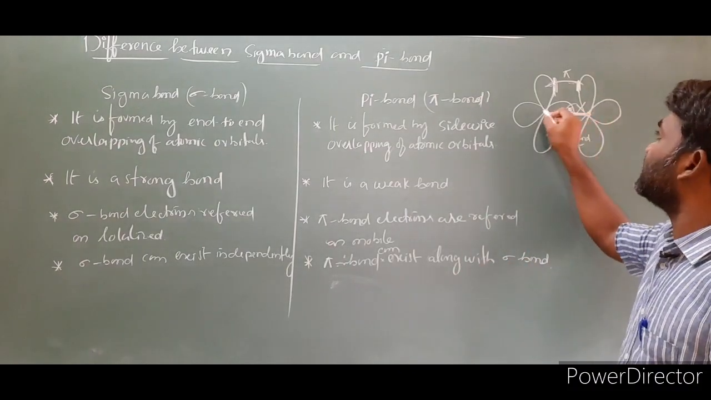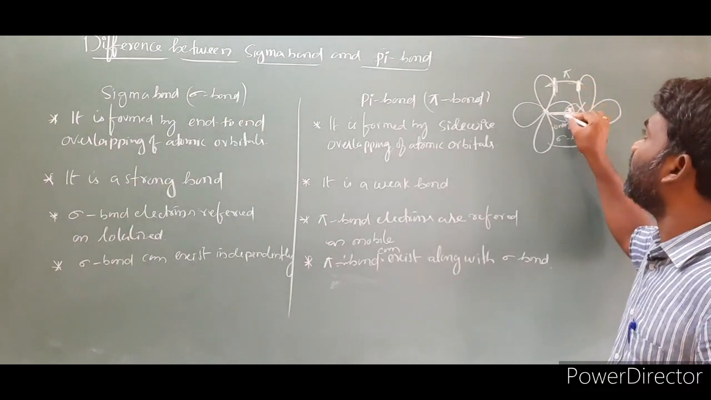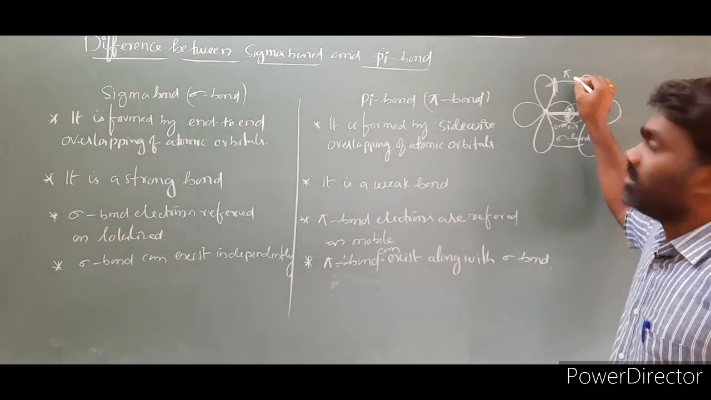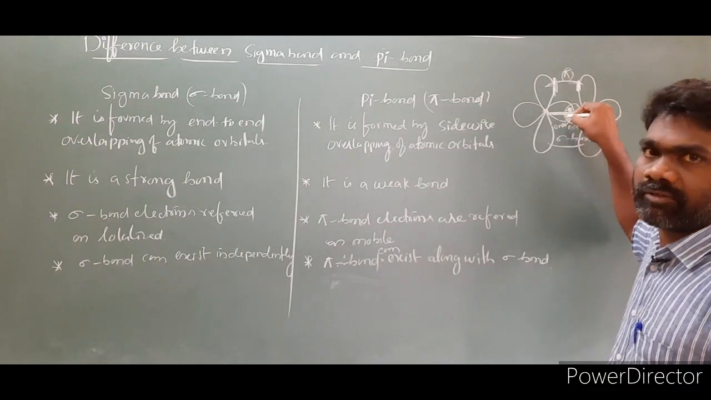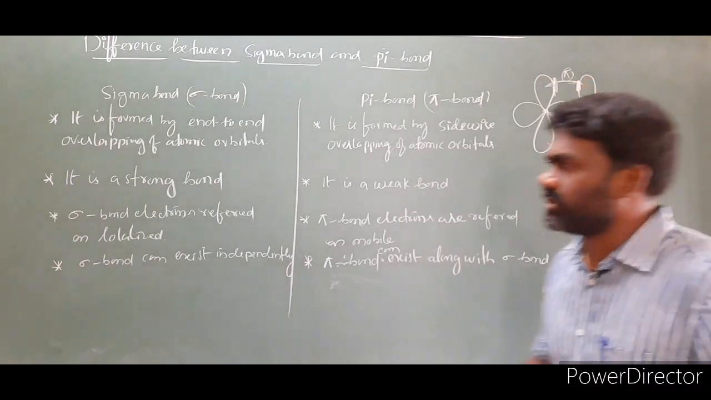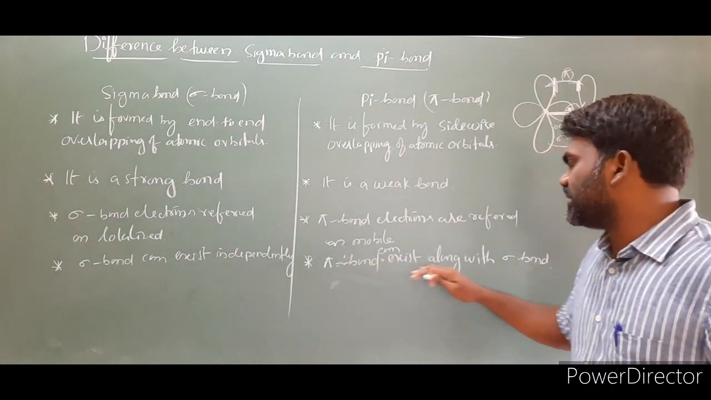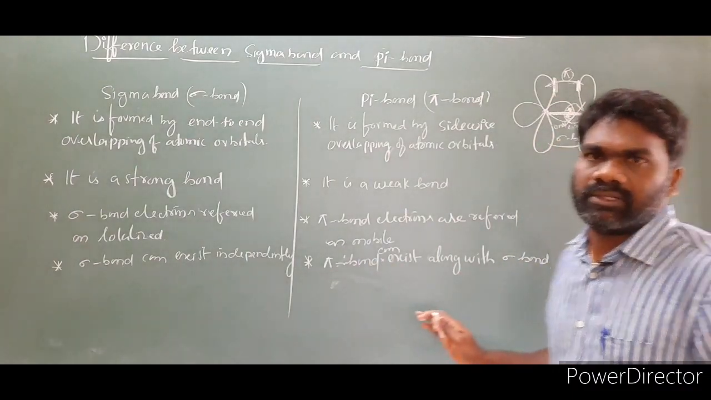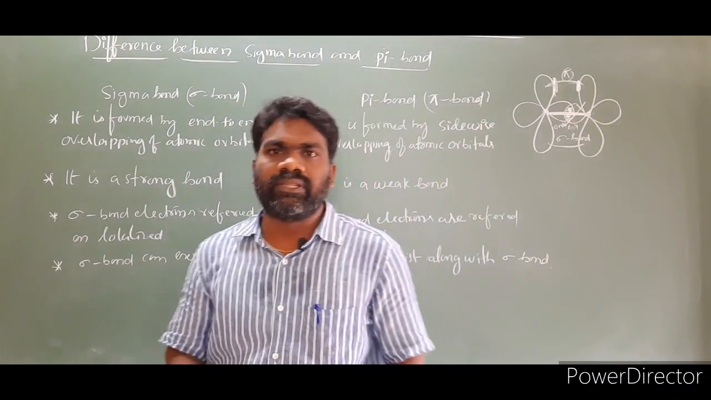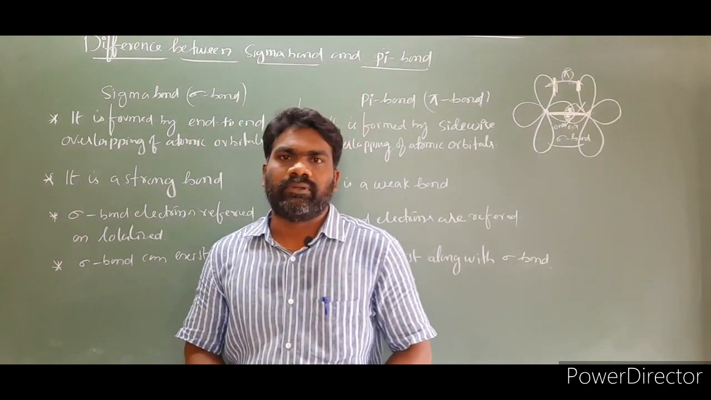So the sigma bond can exist independently, but the pi bond will always be formed along with the sigma bond. After formation of the sigma bond, the pi bond will be formed. So sigma bond can exist independently, and pi bond can exist along with the sigma bond. These are the differences between the sigma bond and pi bond.